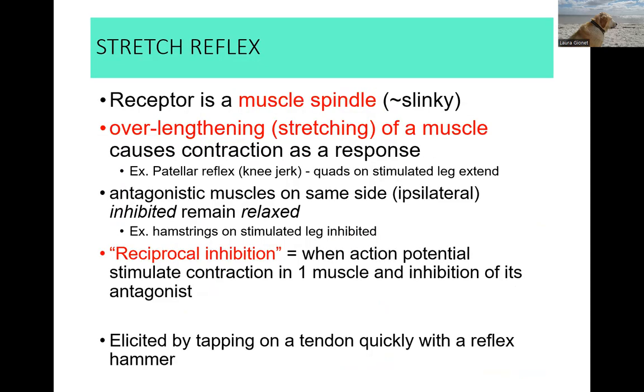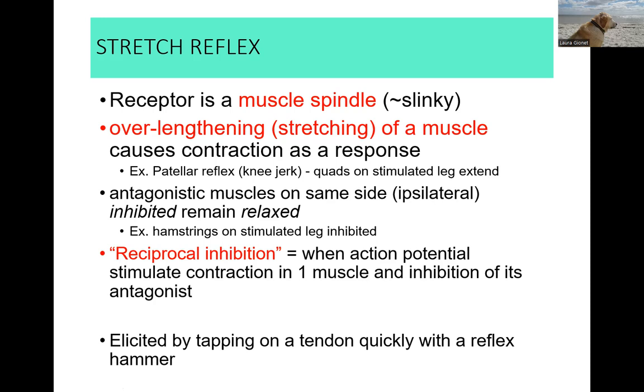In a stretch reflex, the receptor is what's called a muscle spindle, which kind of looks like a slinky right in the middle of the muscle belly. Over-lengthening, which is stretching, of a muscle causes contraction as a response because you fear that it's going to be stretched too far. So you stretch to a certain point, and then you contract back again. Antagonistic muscles on the same side, ipsilateral, are inhibited and remain relaxed. Reciprocal inhibition is when one action potential stimulates contraction in one muscle and inhibition of its antagonist.